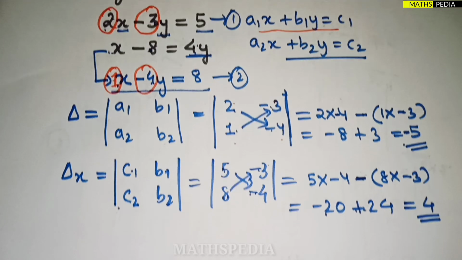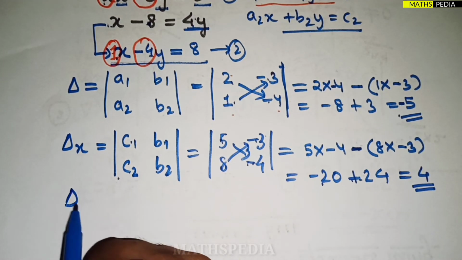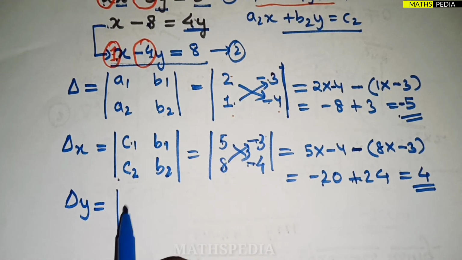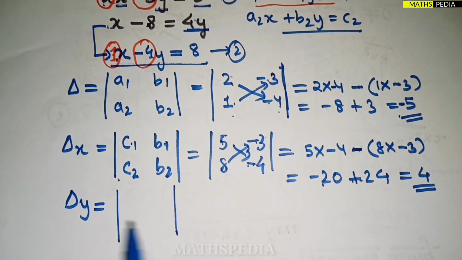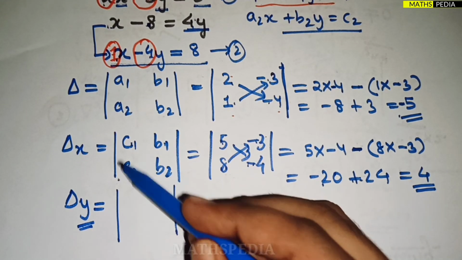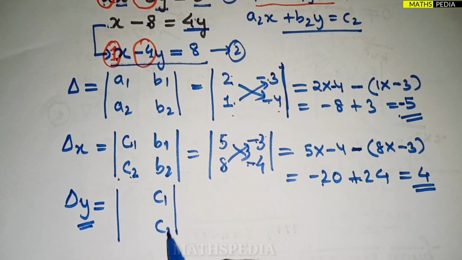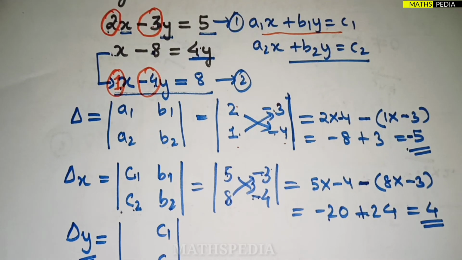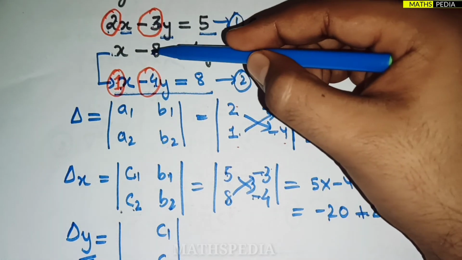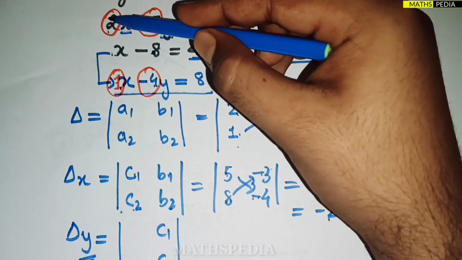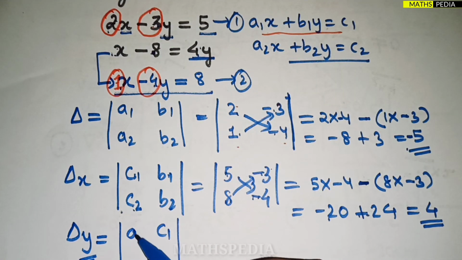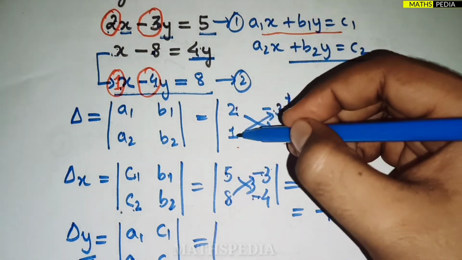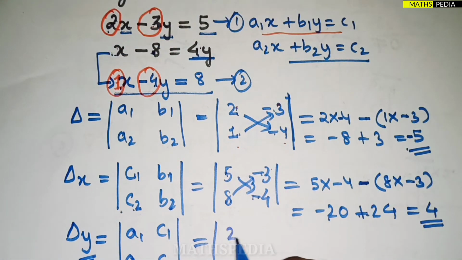Okay, the last step is that you have to go for delta y. Always remember, for y you have to place c1 c2 in the second column. So again you have to ignore the y coefficients, b1 b2, and put only a1 a2. Now what is a1 a2? It is 2 1. Okay, 2 1. And c1 c2 is 5 and 8.